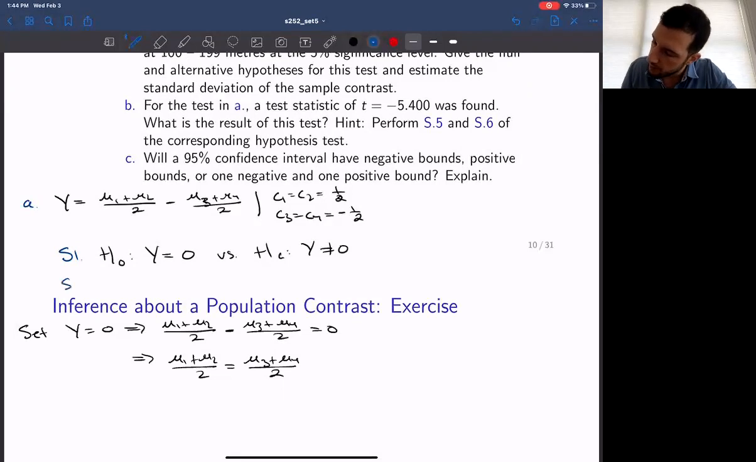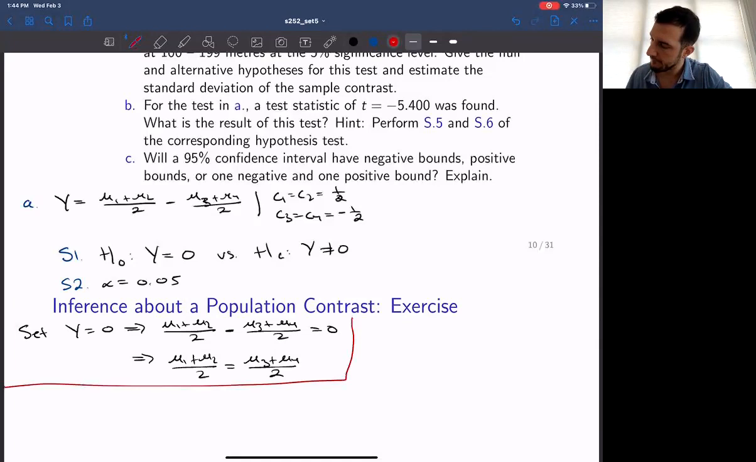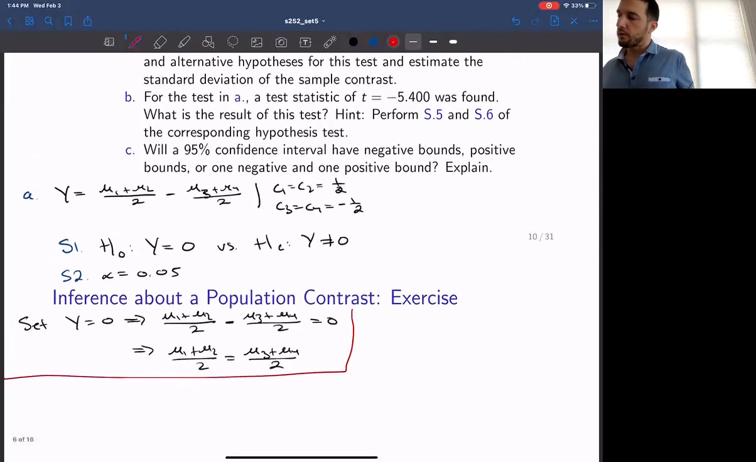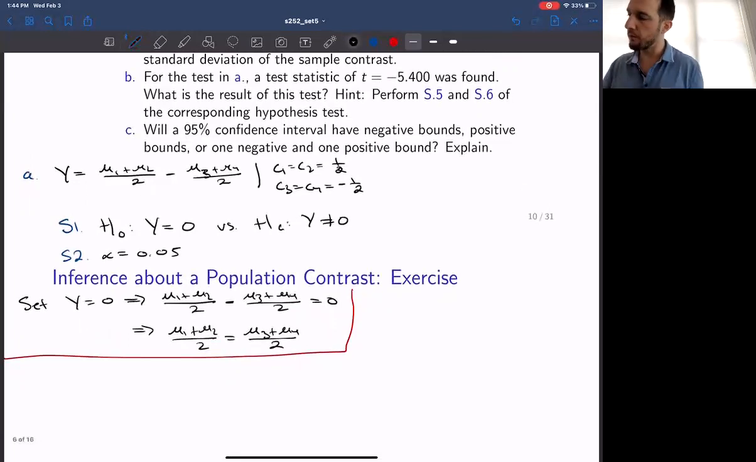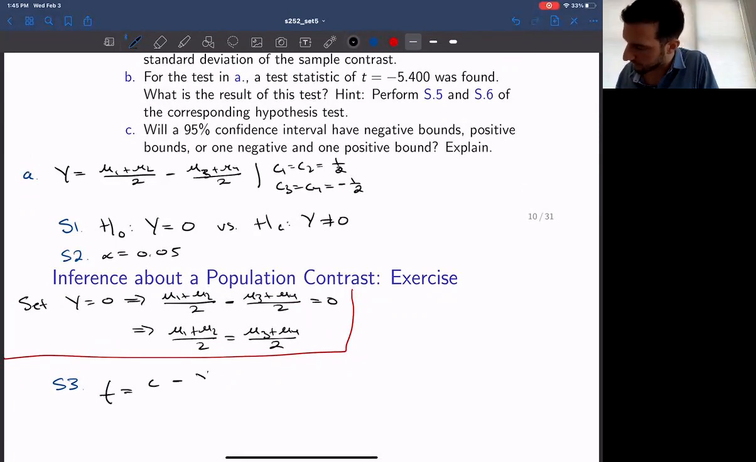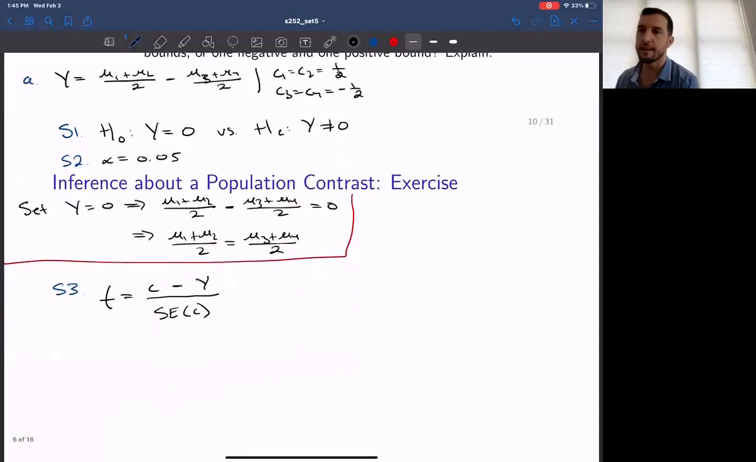All right, so then on step 2, we would have alpha 0.05. Now the question asks to estimate the standard deviation of the sample contrast. So why would we want to do that? Well, if we were to run the test all the way through, we're going to have T equal to C minus gamma divided by the standard error of C. So we need to get little c and we need to get the standard error. And the question is actually asking for this.